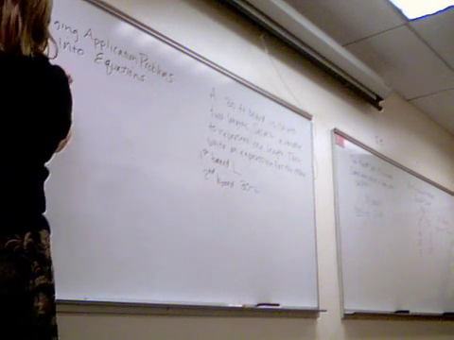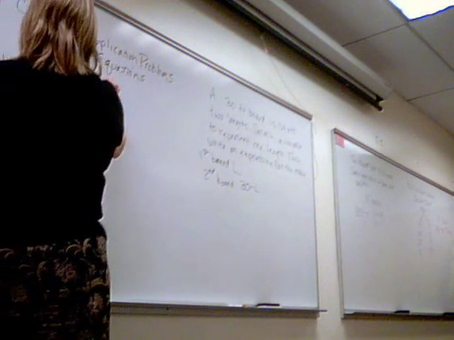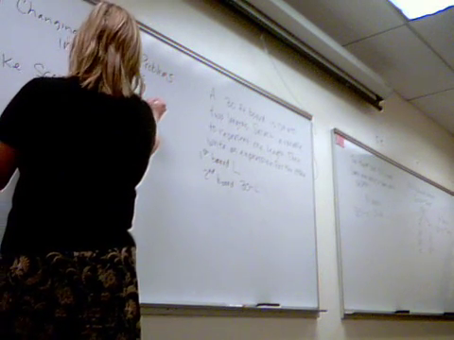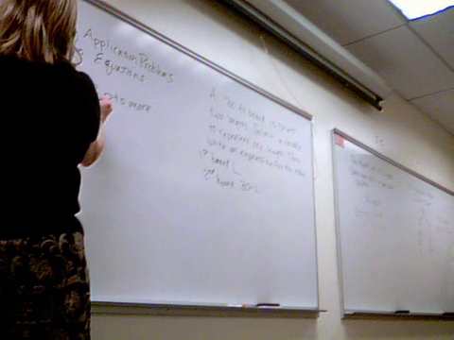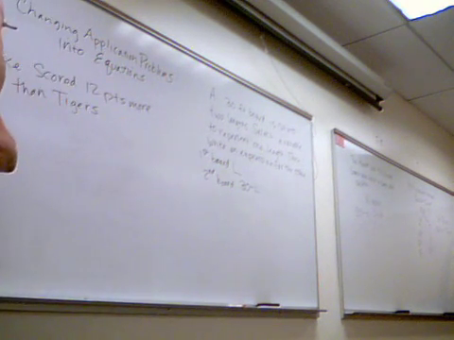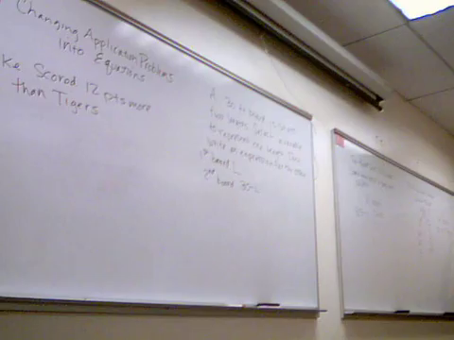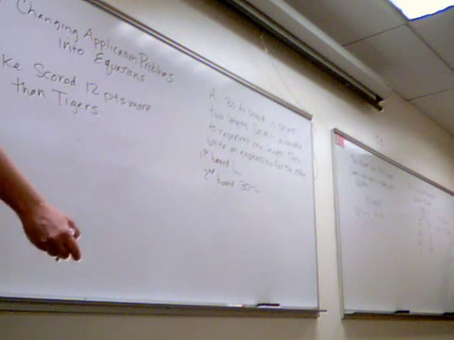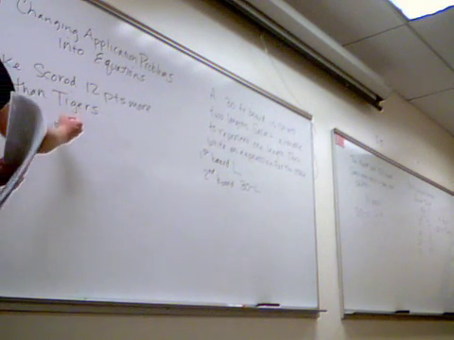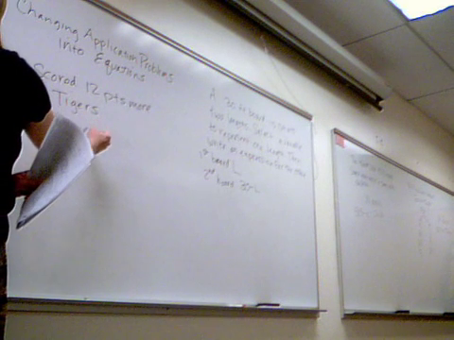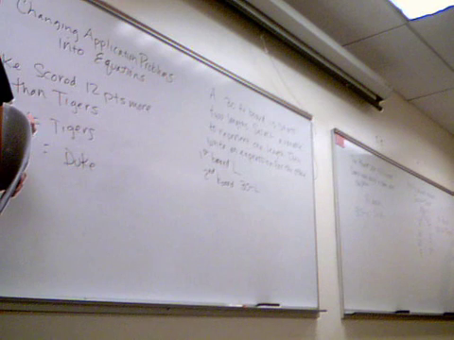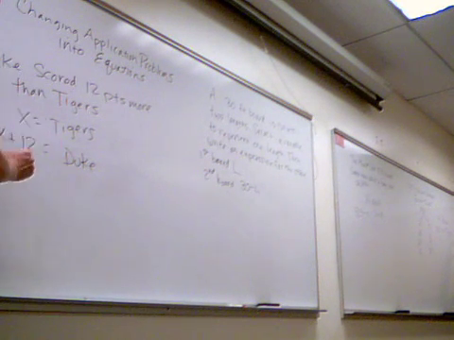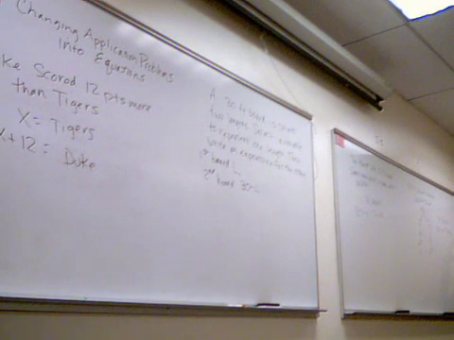Duke scored 12 points more than the Tigers. This goes back to, is one in terms of the other? Who should be the unknown? The Tigers. We don't know what Tigers is. But we know Duke is what in relation to Tigers? X plus 12, 12 points more. So whatever Tigers scored, Duke will always be 12 more than that. Okay.